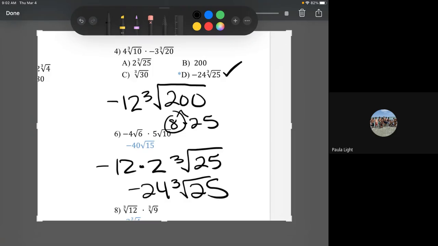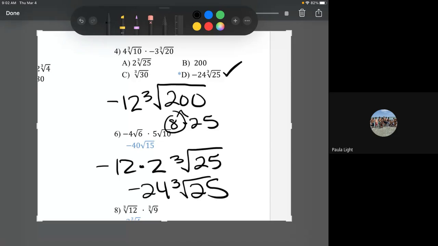Any questions on that one? We'll move on to number 6. Any questions? Okay. No questions? Okay, let's go to number 6. Allie, what would you multiply first? Negative 4 and 5. And what would you get? Negative 20. And then you would multiply what? 6 and 10. And what would you get?